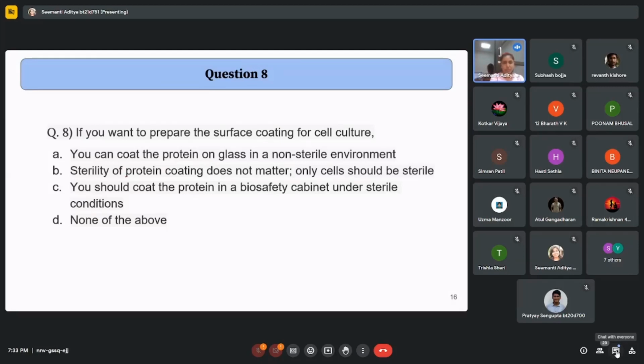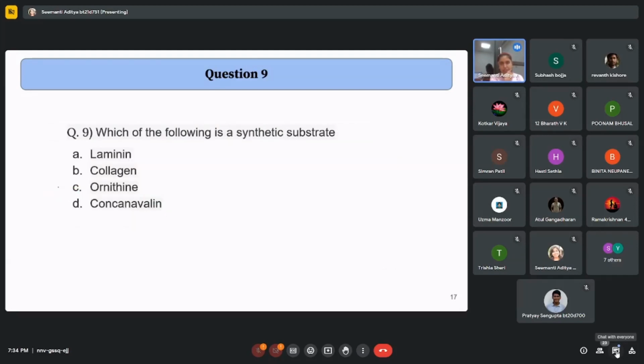Yes, so the correct option is option number C. We should coat it in a BSL hood under sterile conditions, because anything used for cell culture has to be very sterile. So option C is correct. Now let's go to the last question.